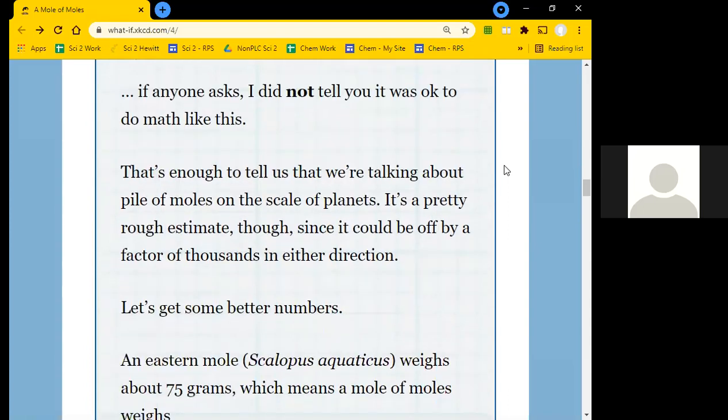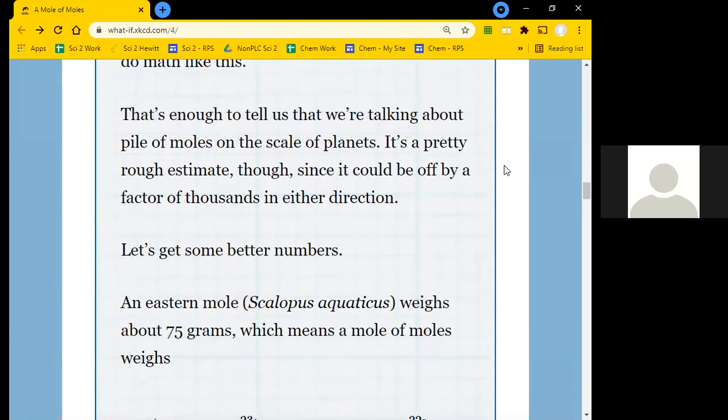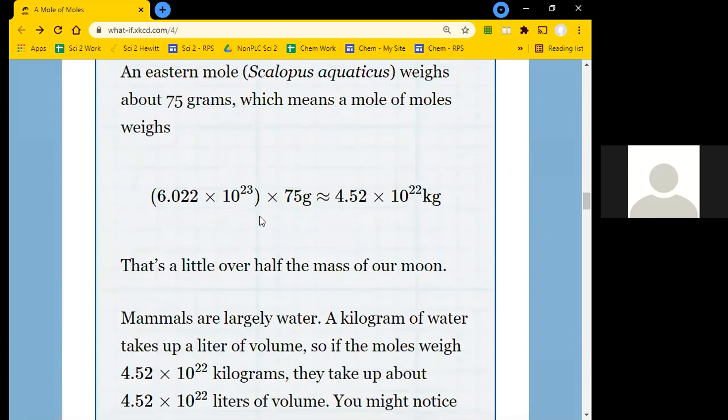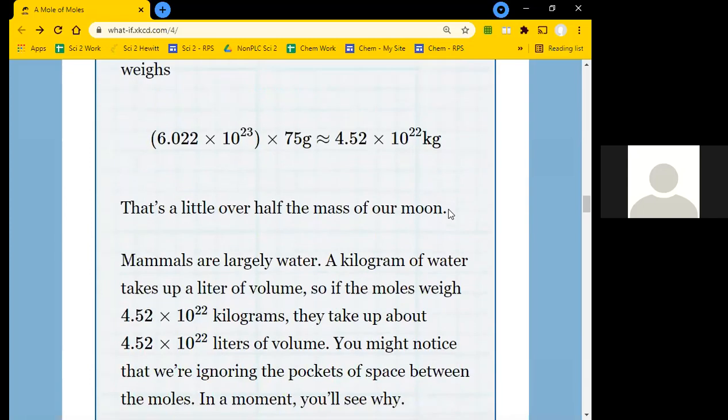All right. Now, that's enough to tell us we're talking about a pile of moles on the scale of planets. So if I have a mole of moles, it's going to be similar to a planet. It's a pretty rough estimate, though, since it could be off by a factor of thousands in either direction. So let's get some better numbers. An eastern mole, so not the star-nosed mole we saw earlier, weighs about 75 grams, which means a mole of moles weighs, actually, 4.52 times 10 to the 22nd kilograms. That's a little over half the mass of our moon. So much smaller than Earth, but still really, really big.